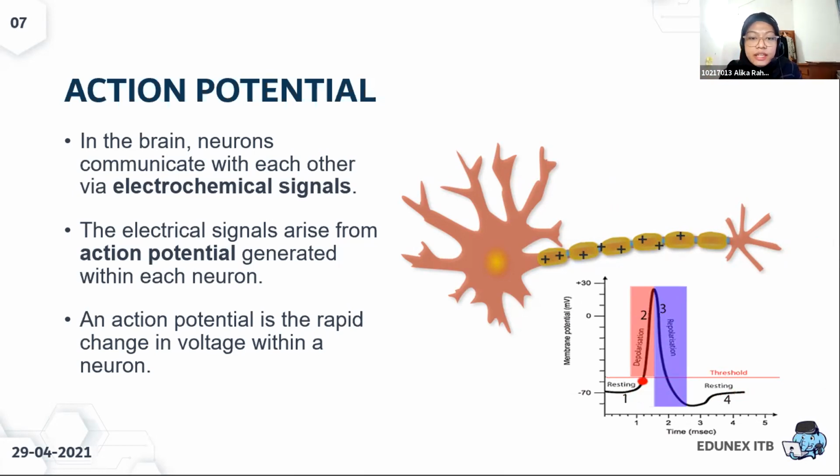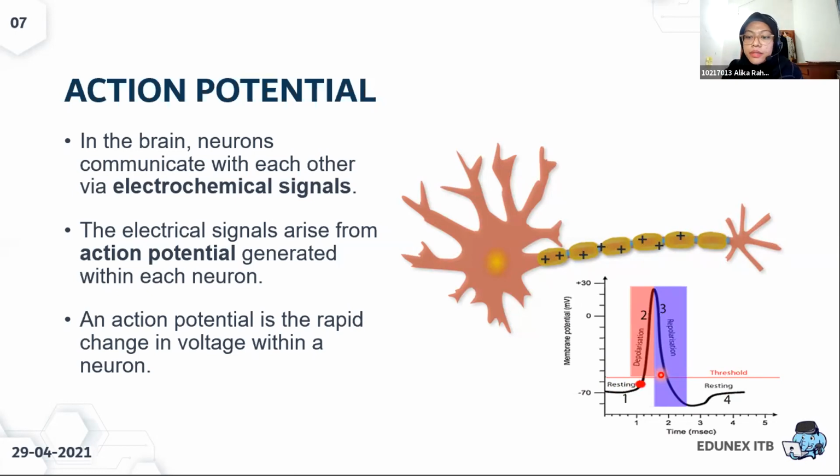And as you can see in this graph, this is a graph of time function. In region 1, this region describes the neuron potential at rest, minus 70 millivolts. And then, when the neuron receives a signal, the potential reaches the threshold. And then the potential decreases due to the ion channels in the neuron.